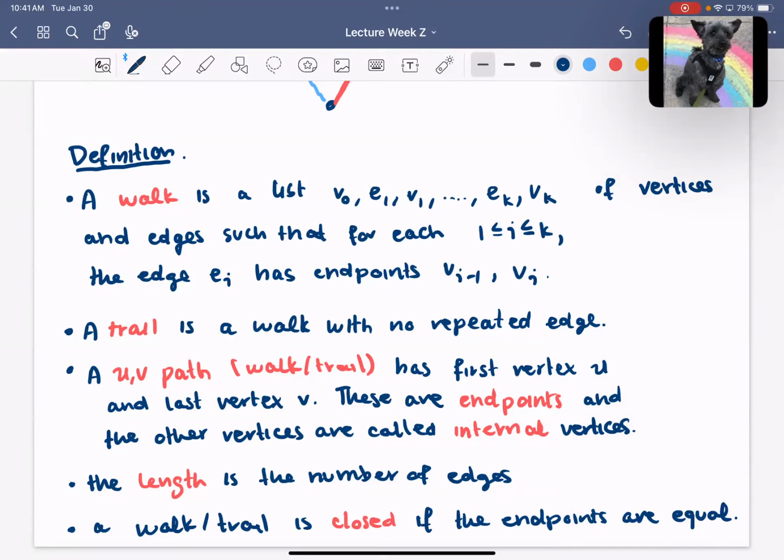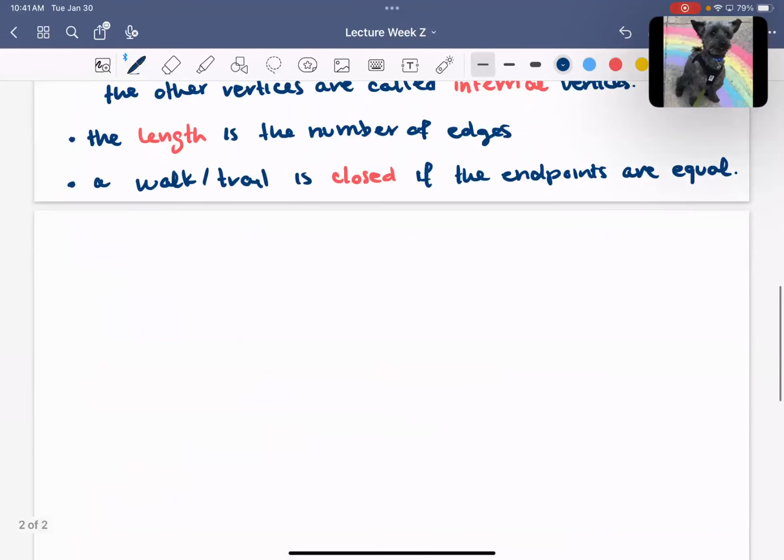Okay, so that was a lot. So let's just draw an example and kind of go through some of this. So let's say I have, let's draw this graph. And let me call these vertices A, B, C, D, and the edges X, Y, Z, W, V. Okay, I don't know why I called the edge V, but it's done now.